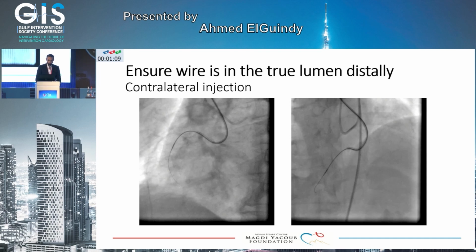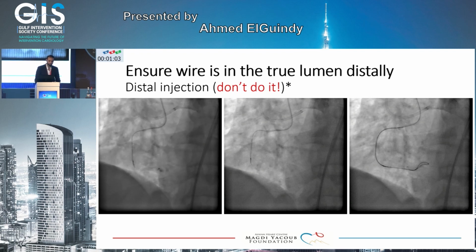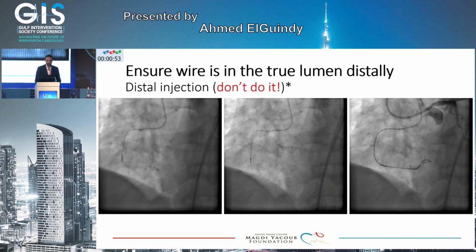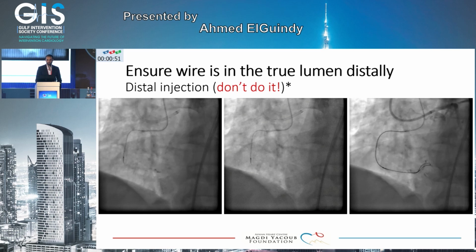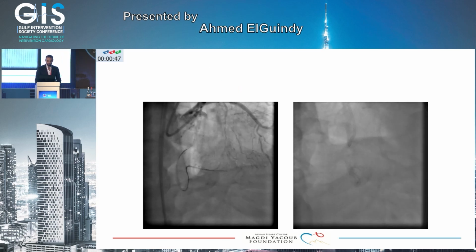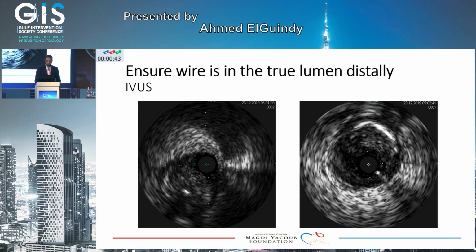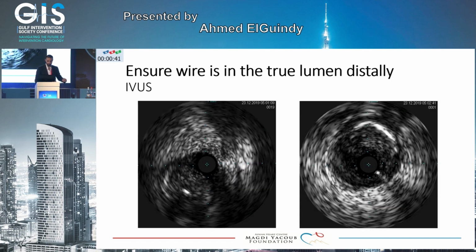So that's an example of contralateral injections, and it's not working. And this is an example of a distal injection to ensure we're in the true lumen. You can see that we destroyed the vessel with a huge hematoma. And then, because of that, we just had to end this case with a knuckle all the way down the vessel, and we ended up with an investment procedure. So the message here is please avoid checking by a tip injection.